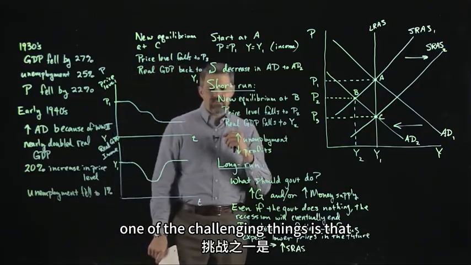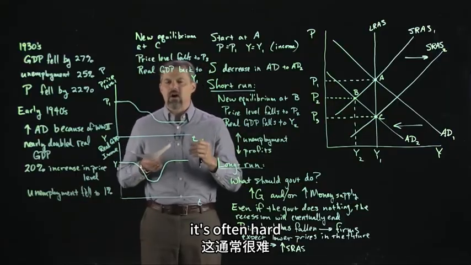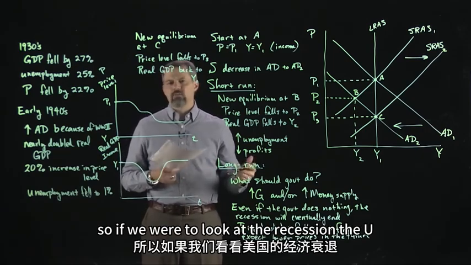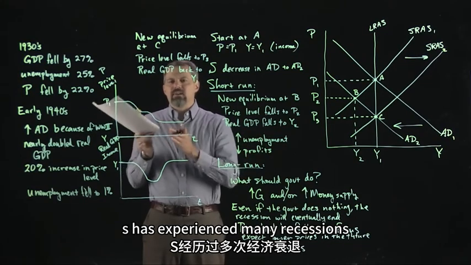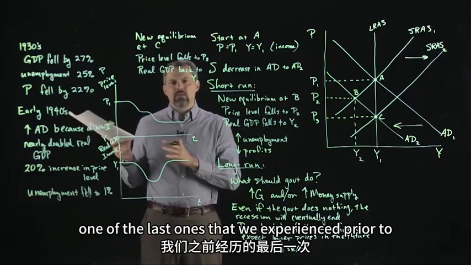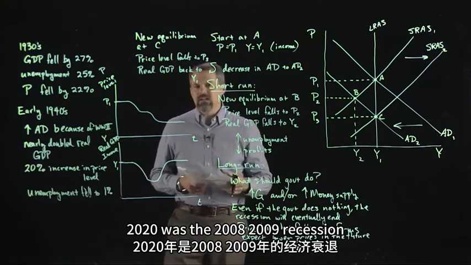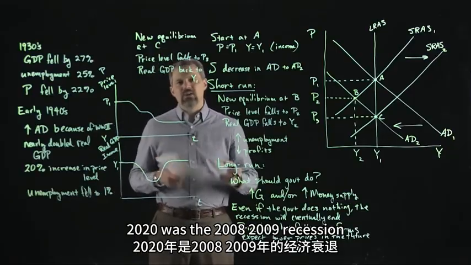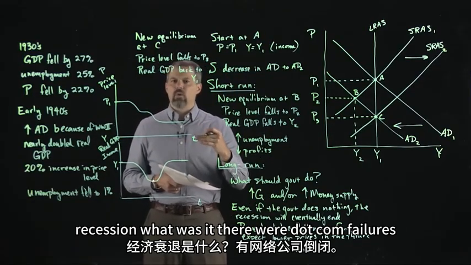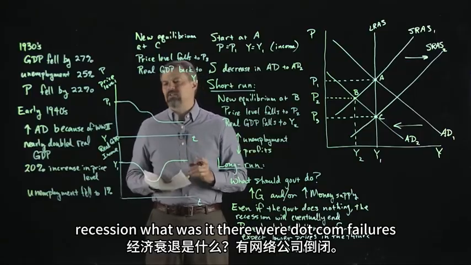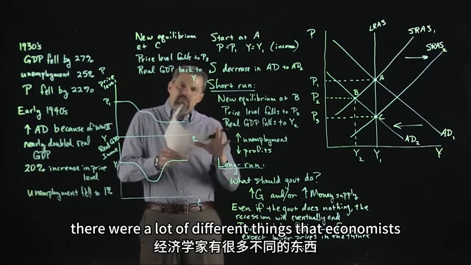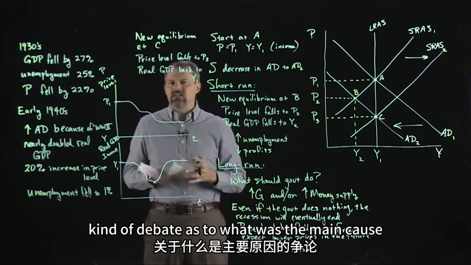One of the challenging things is that with any recession, it's often hard to put your finger on exactly what's happened. The U.S. has experienced many recessions. One of the last ones that we experienced prior to 2020 was the 2008-2009 recession. And there are lots of opinions as to what led to that recession. There were dot-com failures. There were problems in the housing markets. There were a lot of different things that economists debate as to what was the main cause.